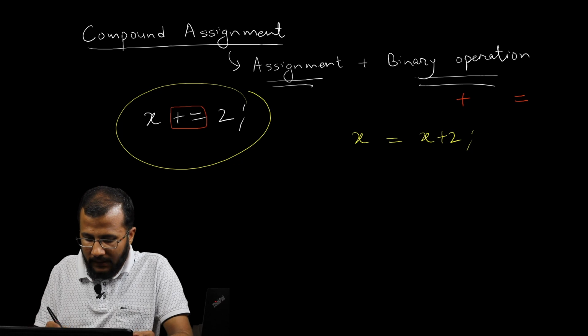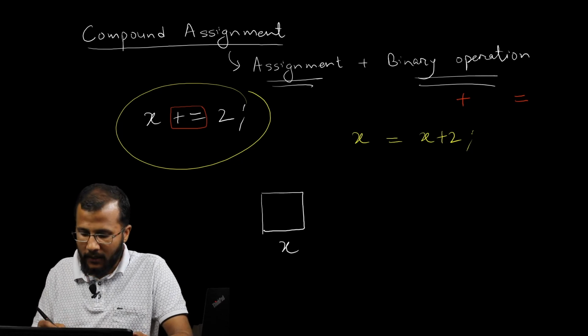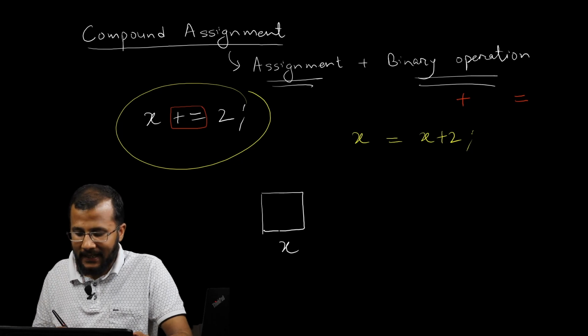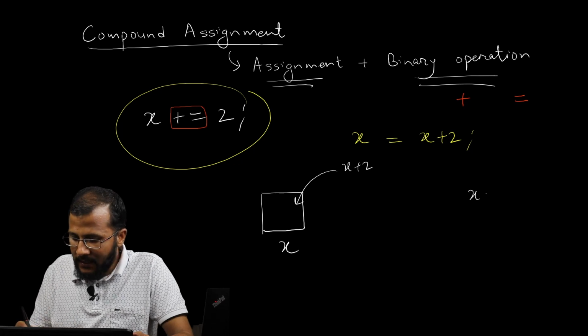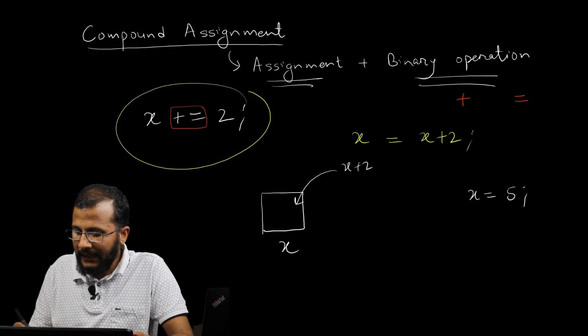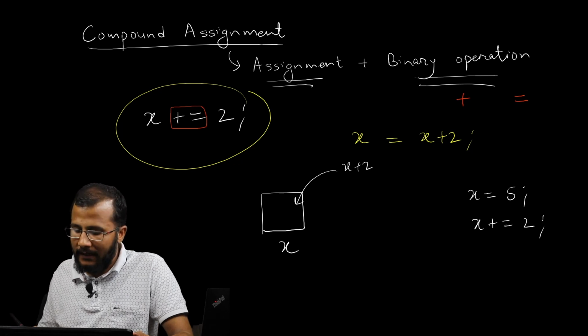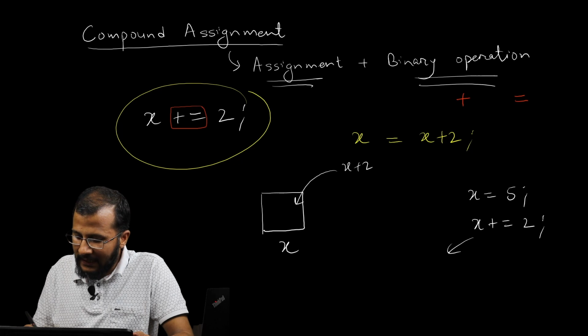First of all, there is a variable called x. So x will occupy a space in the memory. A box is created for storing x. Now what is stored inside x is the value x plus 2. Let's say x is initially set to 5. And then if I write x plus equals to 2, this is translated as x equals to x plus 2.